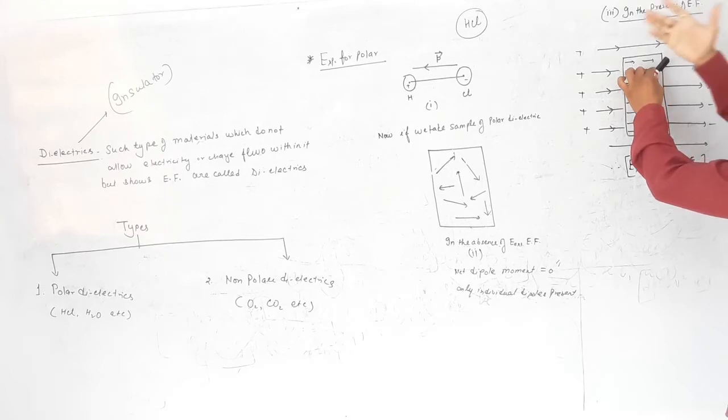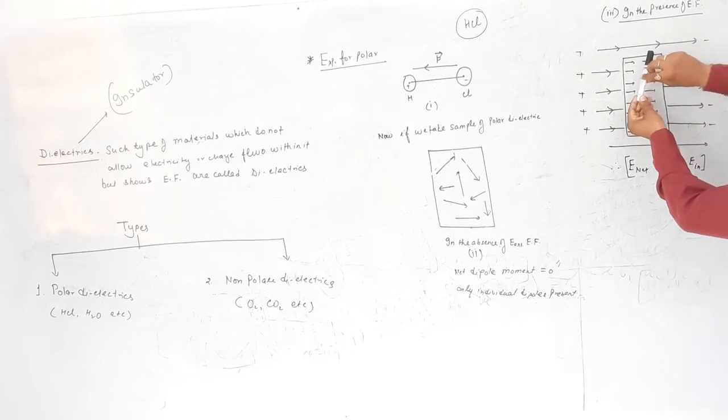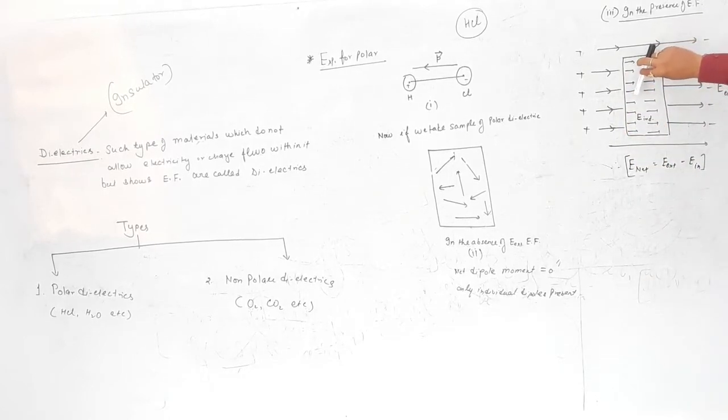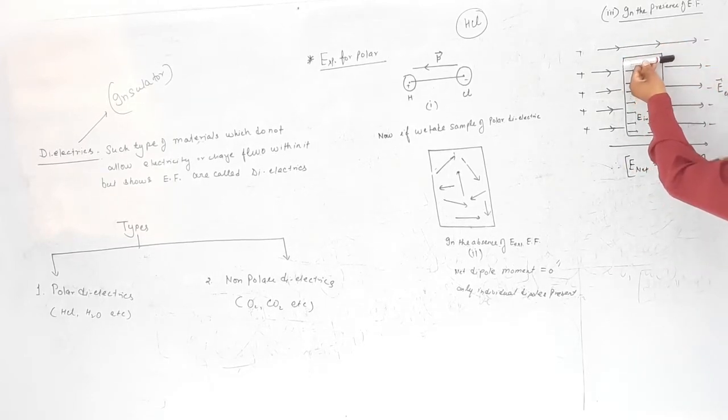External electric field: positive is this side, negative is this side. This is the dipole's positive, this is the dipole's negative. So what happens? A torque will be produced. Due to that torque, it will come in this way. Means the dipole direction will be the same as the direction of the external electric field.